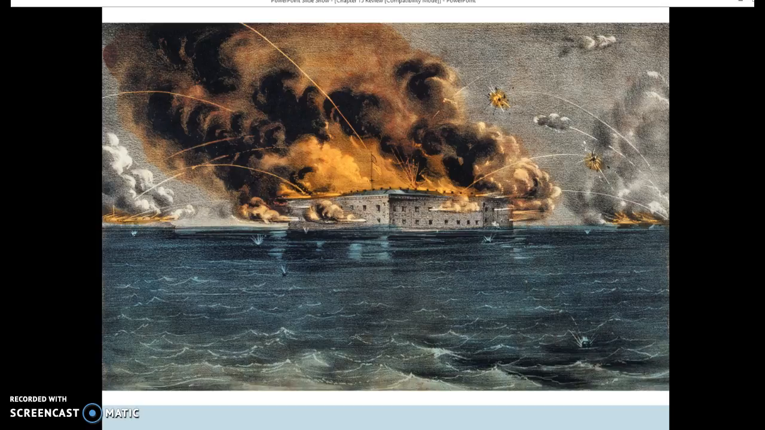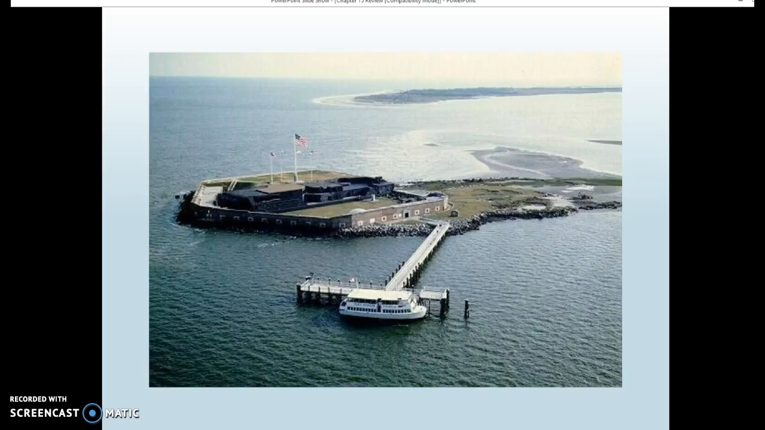This is just a picture of Fort Sumter and the battle that was ensuing there. An interesting fact about Fort Sumter, though, is that it's actually an island. It's just in the middle of this harbor or bay. It sits out there all by itself. So this is what it looks like today. Very small little area. It's not right there in South Carolina, it's right outside in the harbor.